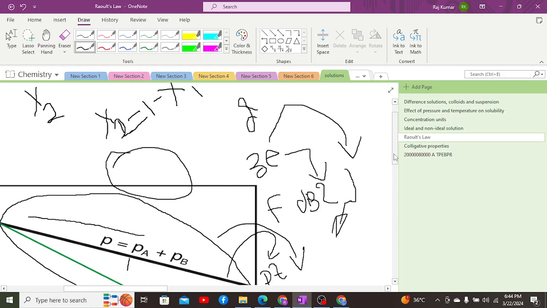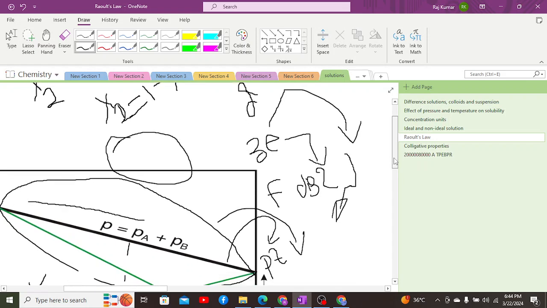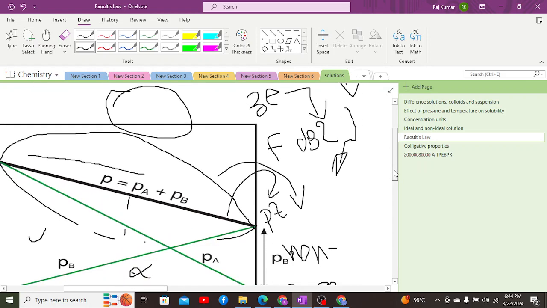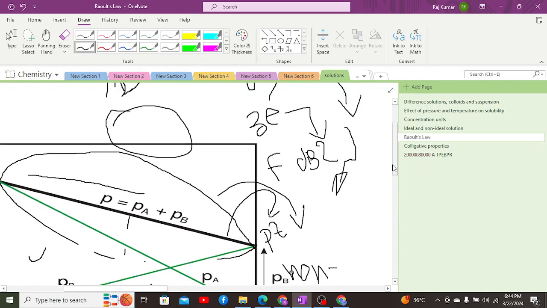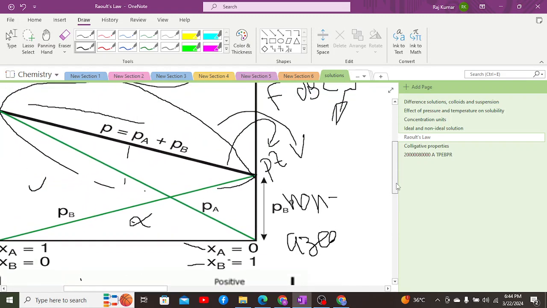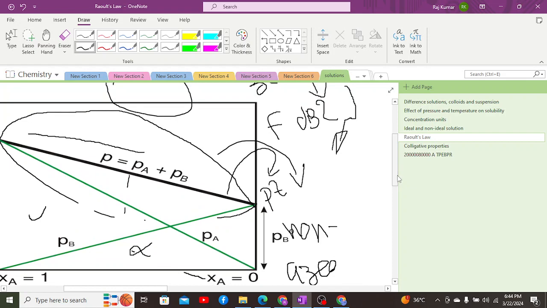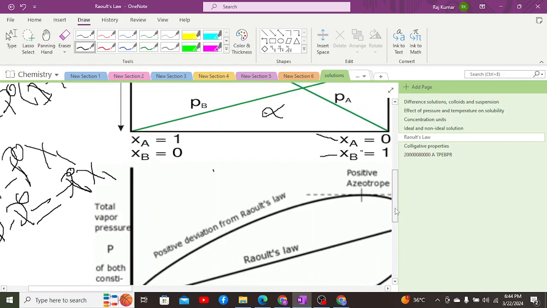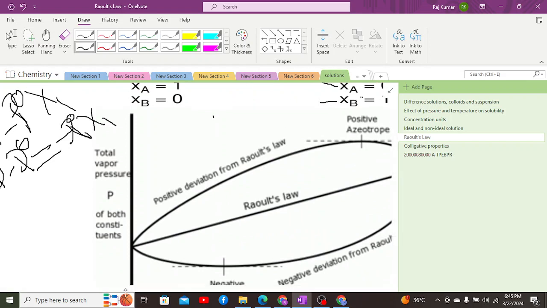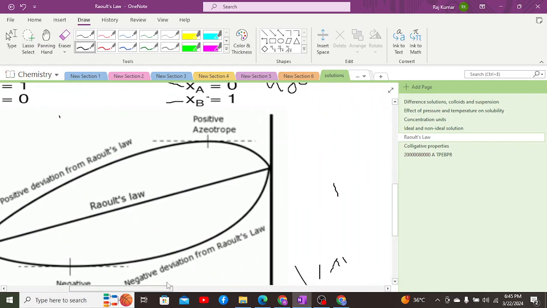So this is something which occurs in those solutions which are considered as azeotropic or non-ideal or real solutions, in which fractional distillation does not cause any change in concentration. Now, if we talk about those non-ideal solutions or azeotropic solutions, there are two conditions: either those solutions with positive deviation, or those solutions with negative deviation.